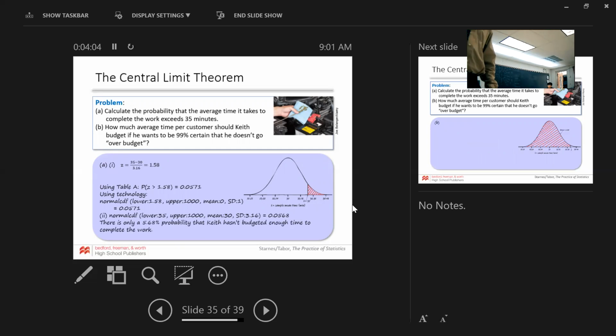Well, if you decide that's not good enough, you can work backwards. You decide how many customers you can expect to go over the time and work from that, instead of arbitrarily saying we're going to pick 35 minutes. Okay? How much time should he budget if he wants to be 99% certain he doesn't go over budget? Well, that's going the other way. So he wants to be 99% certain.